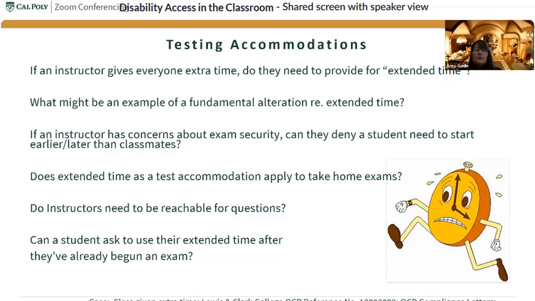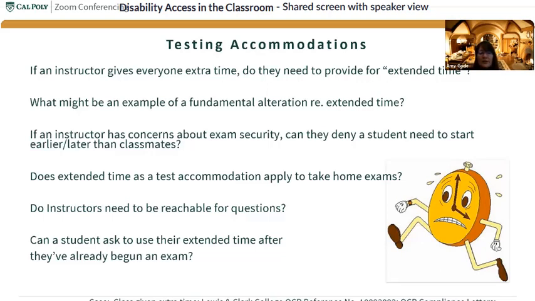Okay. Do instructors need to be reachable for questions during exams? Yes. Unless you tell all the students in your class that you will not answer any of their questions, you have to be reachable. But it's understandable that a student may have double time and you're in another lecture and you can't answer their question, so you can put someone else in charge of responding to their questions. You can have a designee, and that's perfectly fine.